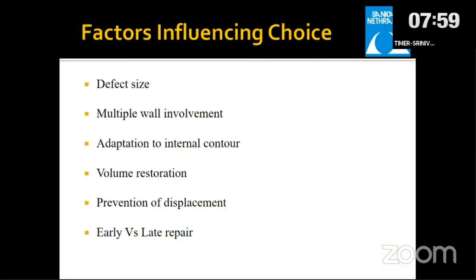So what are the factors influencing choice? The defect size, the number of walls involved, how well the implant can adapt to the internal contour, whether we are talking about volume restoration or just functional impairment in the form of diplopia, and whether the repair is early or late.